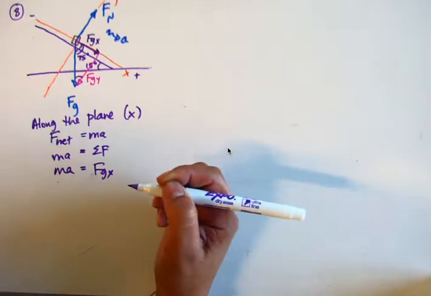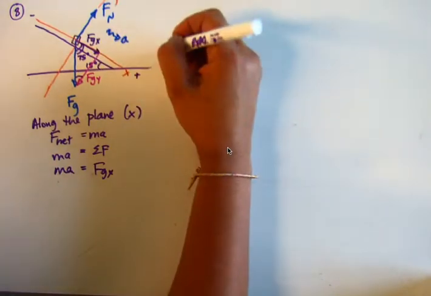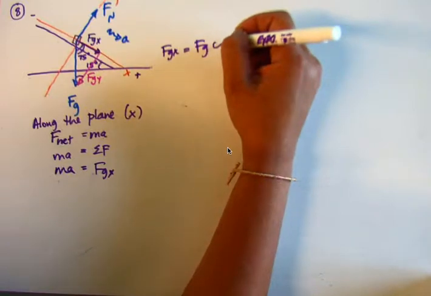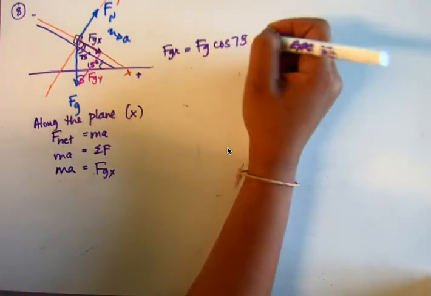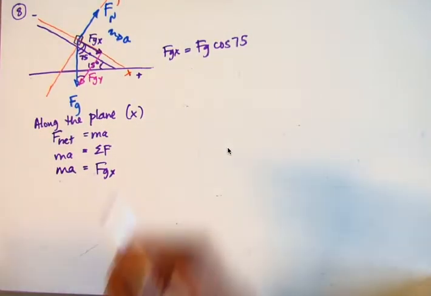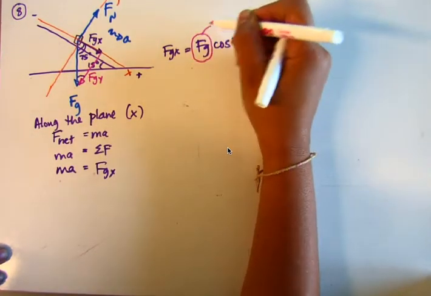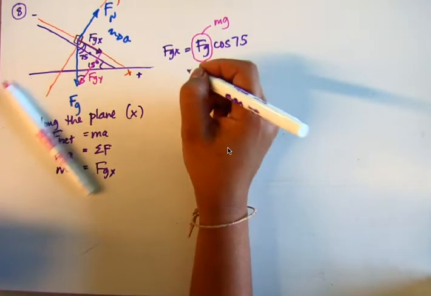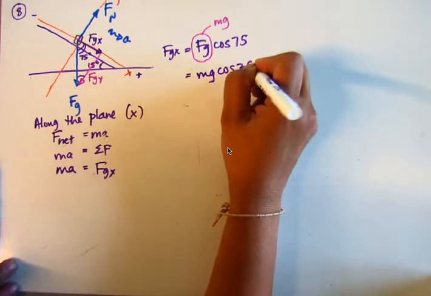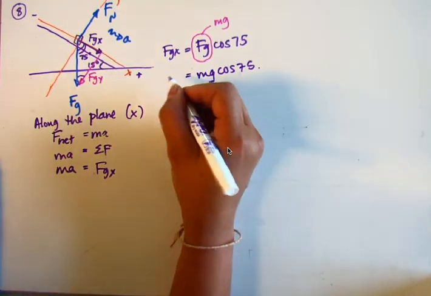So what is Fgx? Well, let's look at that triangle. We can see that it's adjacent, so Fgx is going to equal Fg times the cosine of 75 degrees, right? And another way you can think of that is, well, we know that Fg is equal to mg, right? So another way to say this is mg cosine of 75 degrees. And you can plug in all those numbers, we have them all, and you can get a number, but I'm just going to leave it as an expression right now.